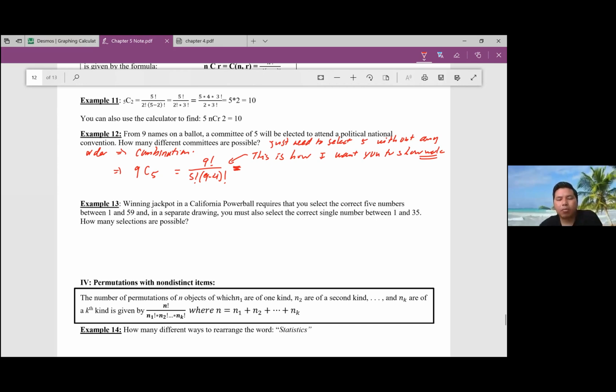You can use a calculator, but I want you to write that down on your exam so that you can recognize which one is the total population, which one I want to select, right? So just write that down and you can use your calculator. I'm totally okay with that, but you need to know which one goes first, which one goes after. Does that make sense? Okay, so we get 126.